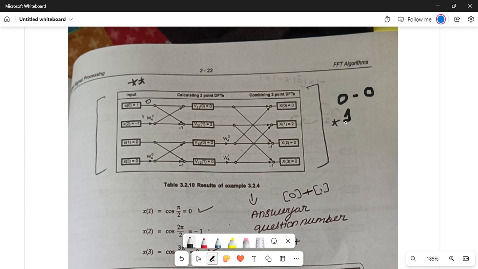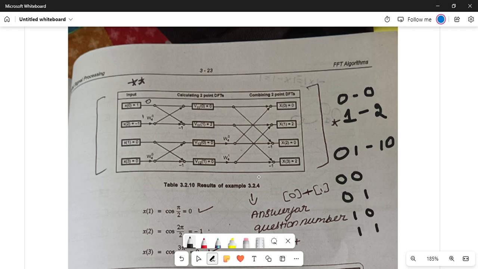right? For x of 1, what's going to happen? Here you're going to get it as 2. Why? Because 0 1 is set to be 1 0, right? As this is a 4-point DFT, you are going to take the binary values of 0 1 2 3. So the binary values of 0 1 2 3 are 0 0, 0 1, 1 0 and 1 1, right?